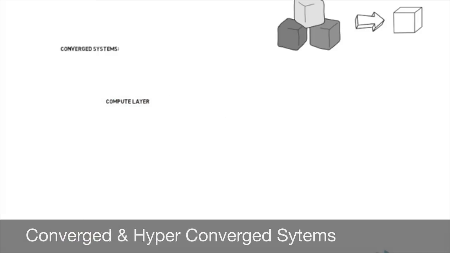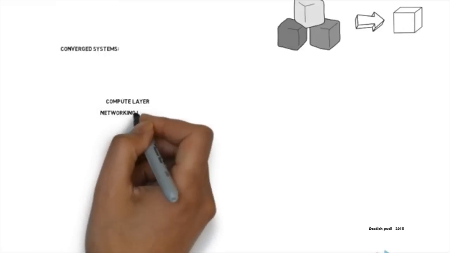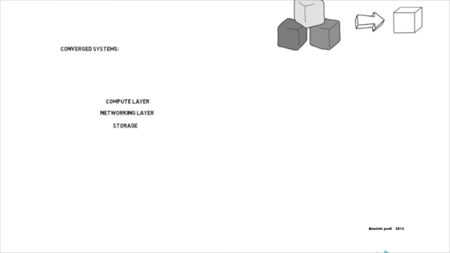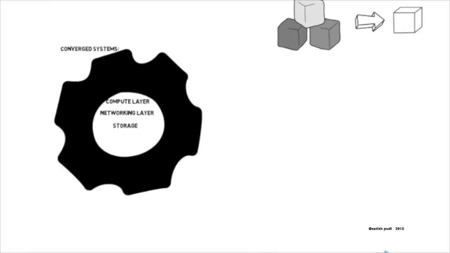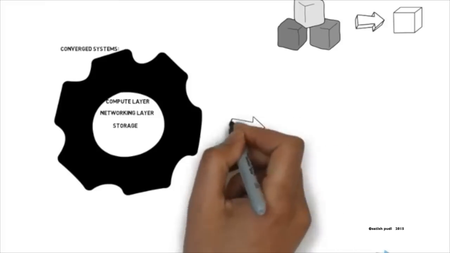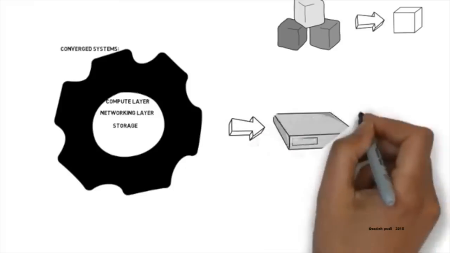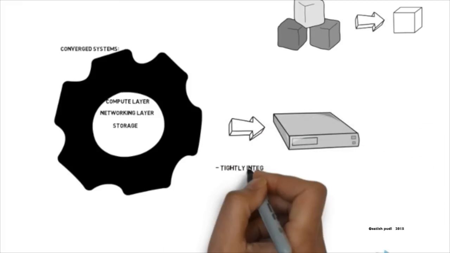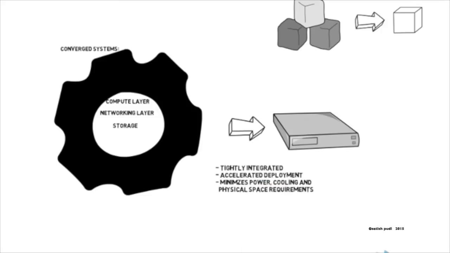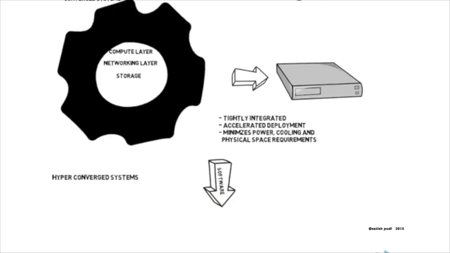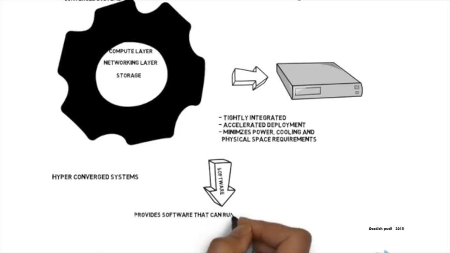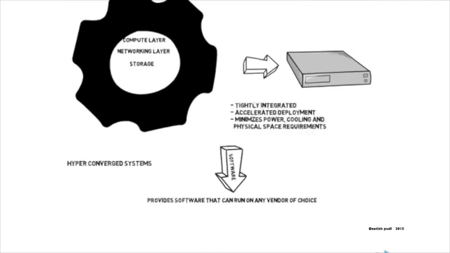Converged storage systems and hyperconverged systems. Converged systems combine compute, networking, and storage layers into a single system. A lot of benefits with this approach: tight integration and fewer moving parts, rapid deployment, and less maintenance cost with space, power, and cooling. Hyperconverged systems take this approach one level up. It's a software-only approach, essentially providing software that runs on any of the supported vendor hardware.